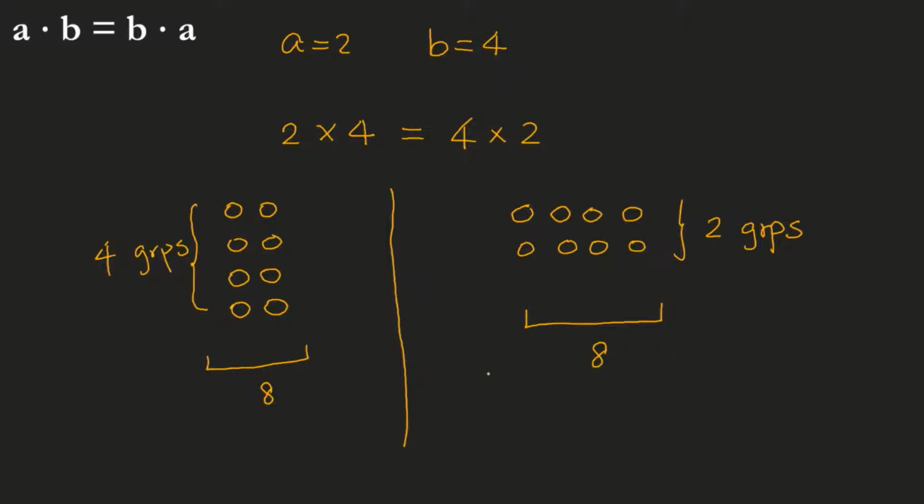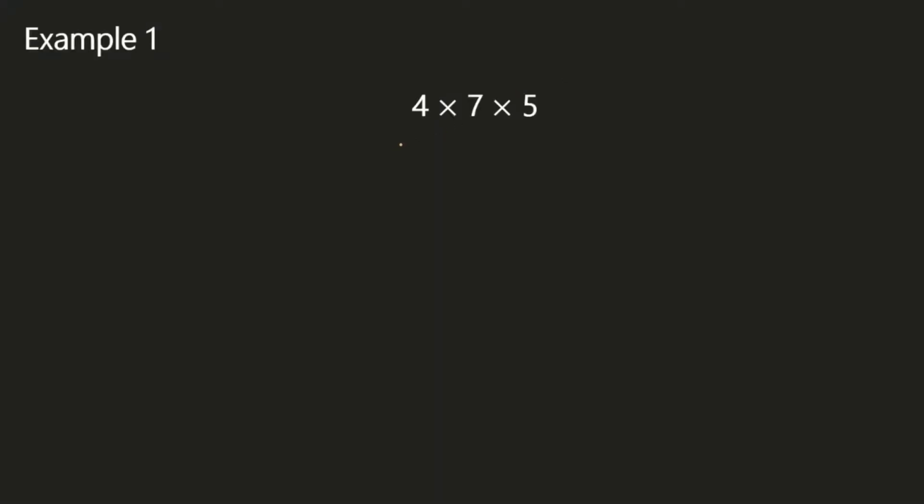So let's look at the commutative property with a few practice problems. Our first problem of the day, 4 times 7 times 5. If we multiply from left to right one by one, 4 times 7 will give us 28, and this multiplied by 5 gives us 140. So let's put 140 on the top right as a reference. Okay.